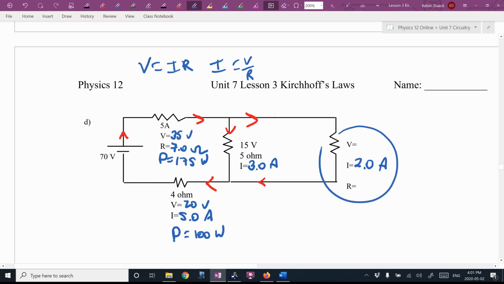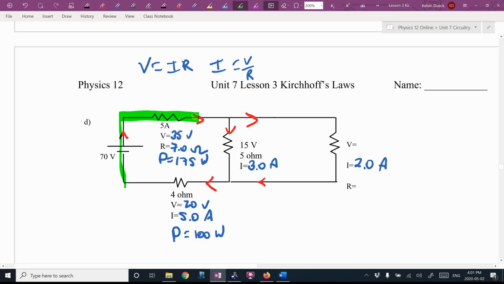Do I know two things? Well, let's ski. Now, by the way, I could have actually saved myself some time. As soon as I got that 2 amps, I could have said, wait a minute, we're splitting up right here. We're meeting up right here. If this is 15, I could have said this is 15 volts. But even if I didn't see that, I could ski.